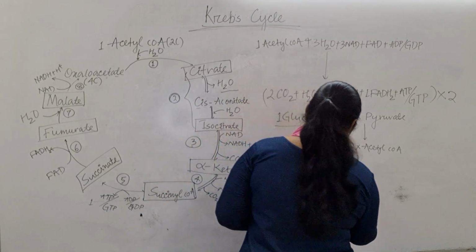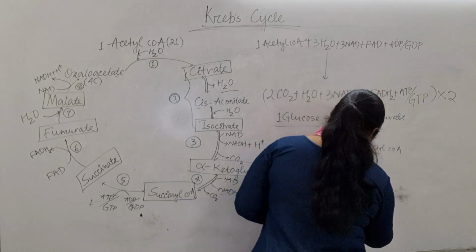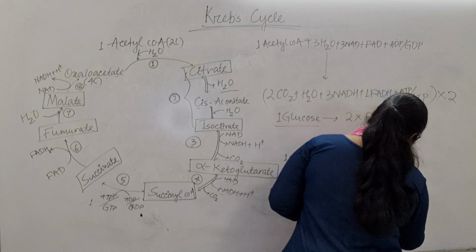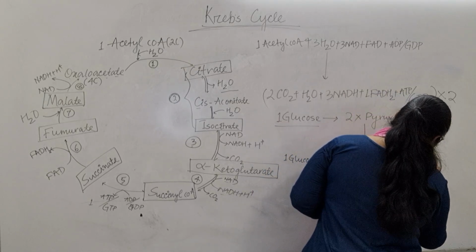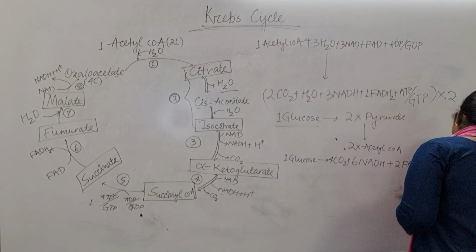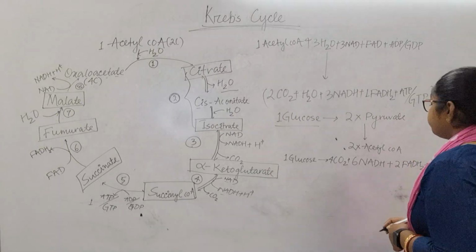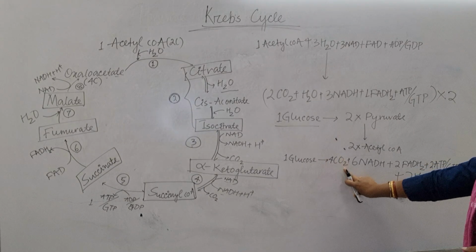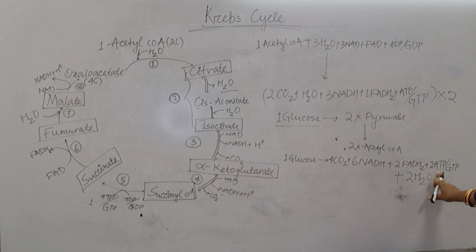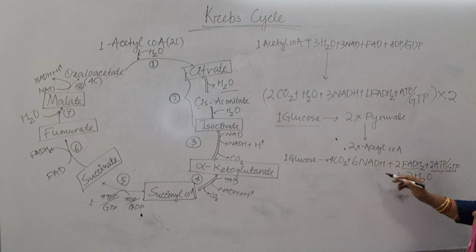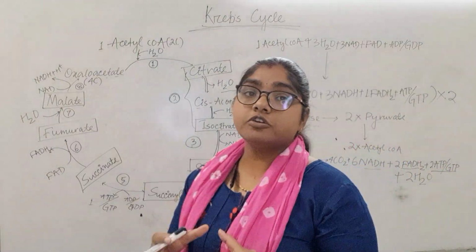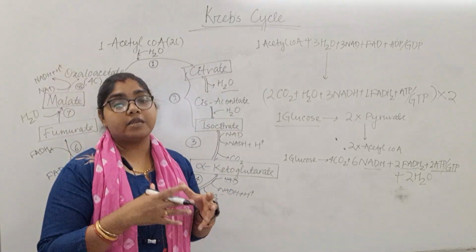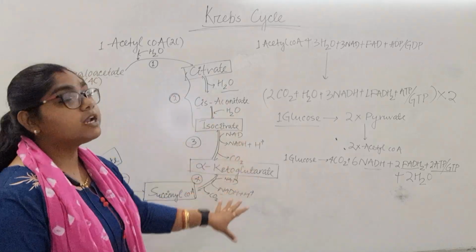That means from 1 glucose, the Krebs cycle produces 4 carbon dioxide molecules, 6 NADH, 2 FADH2, 2 ATP or GTP, plus 2 water molecules. So it directly produces 2 ATP or GTP, and it produces NADH and FADH2. This NADH and FADH2 will enter the electron transport chain part of cellular respiration, where they will help in synthesizing ATP. Okay, so this is the overall reaction of the Krebs cycle.